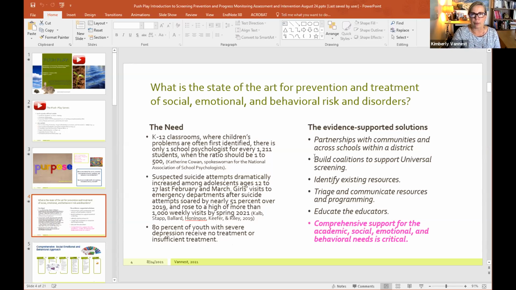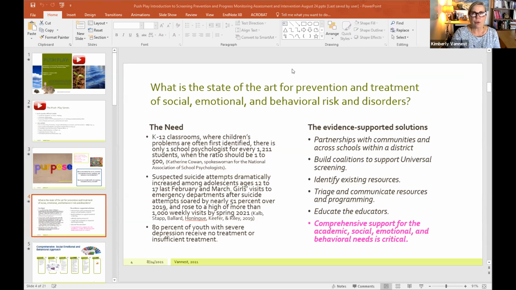The absolute only way we're going to put a dent in this is if we have strong partnerships with our communities and even across schools within a district, especially for our high mobility populations, that we work to build coalitions of support for the idea of universal screening. We still don't do that across this country very well. We do it for health and vision, hearing. We are still not doing that for social, emotional, behavioral risk. We do it for reading, we do it for spelling, we do it for math. We just are missing the boat on this. And I think now more than any other time, the needs are so tremendous that this is an opportunity for us to really move the needle and engage in universal screening.